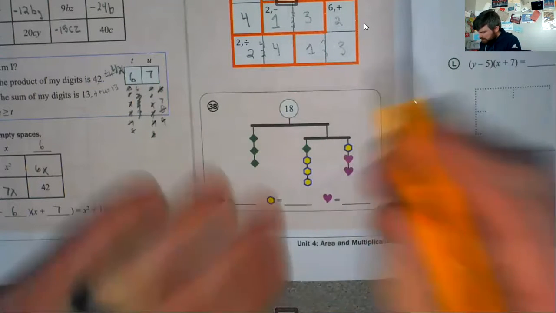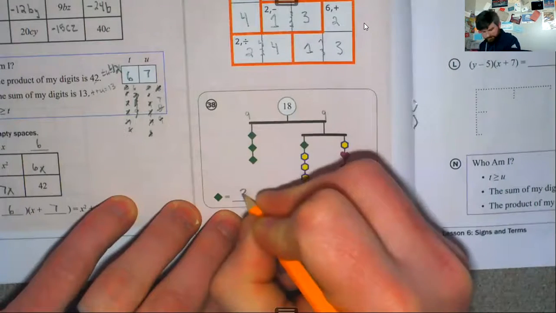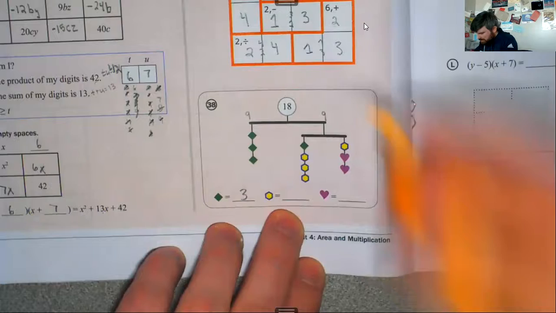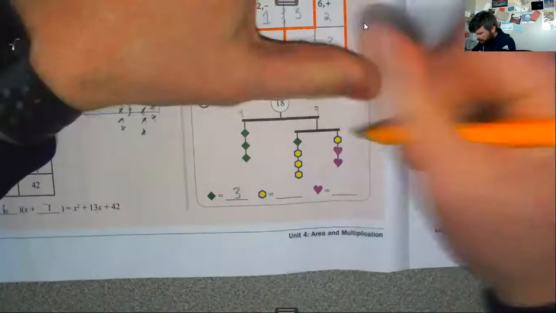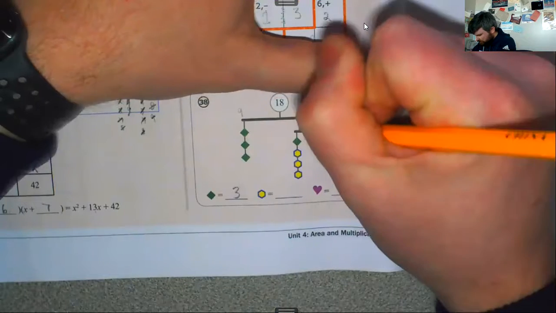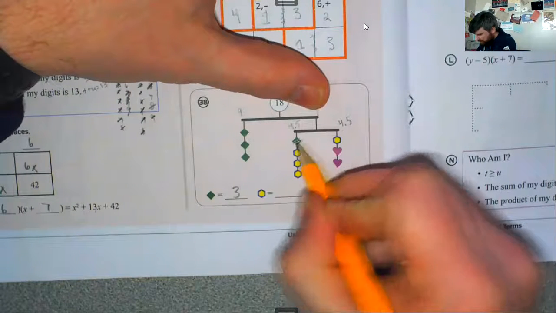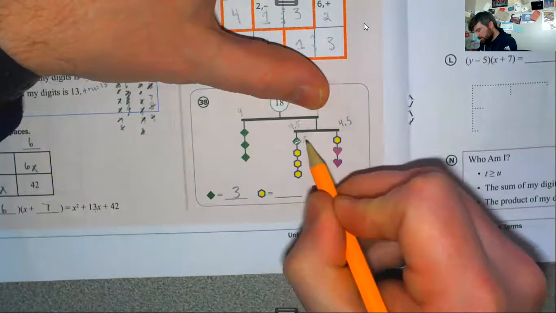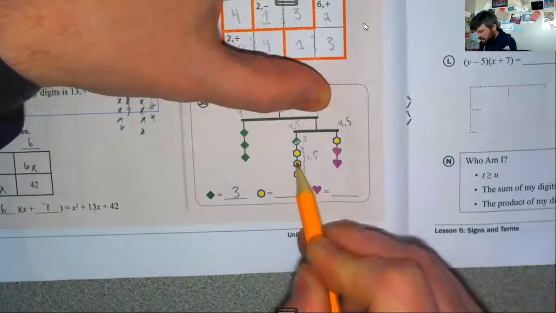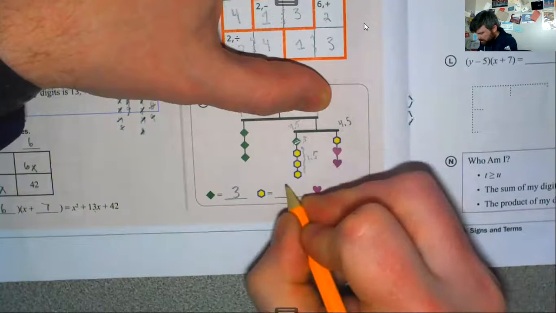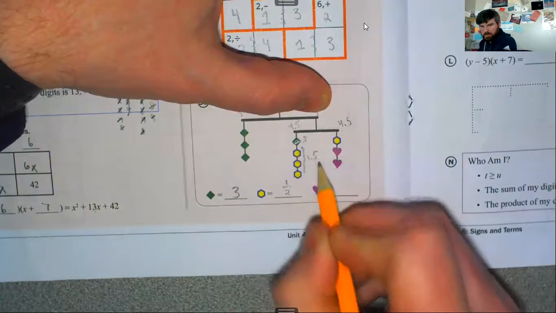So if I take 18 and split it in half, that's 9 and 9. 9 divided into 3 is 3. Okay. And if I take this 9 and divide it up, well, 9 divided in half is 4 and a half. 4 and a half. But this is worth 3. So 4 and a half minus 3 is 1 and a half. So these things have to equal 1 and a half, and the only way to do that is to make them a half. If a half plus a half is 1, plus another half is 1 and a half.